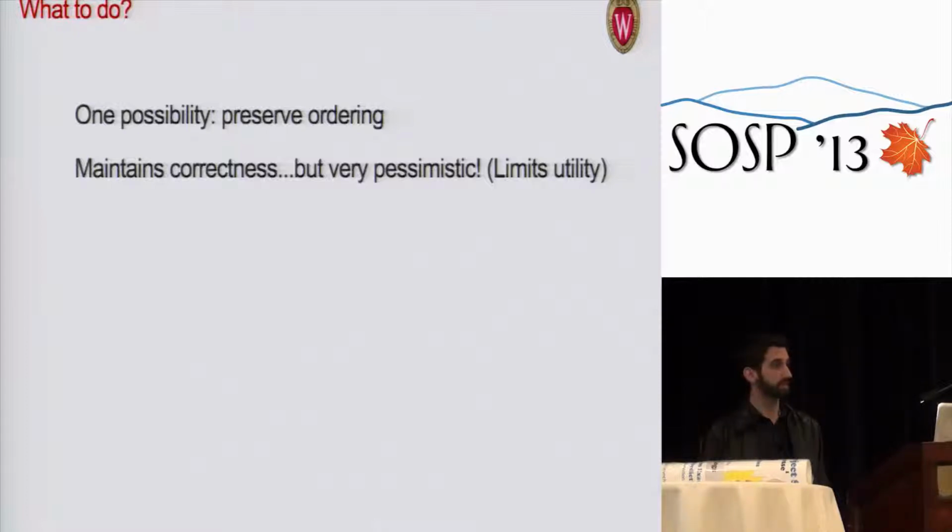One obvious, fairly simple answer is simply to preserve the ordering of the original trace during replay. This does give you the guarantee that you preserve the semantics of the original trace. You avoid any correctness problems like we saw in previous examples. But it tends to be a very pessimistic approach, and that limits the utility of the replay for performance analysis purposes.